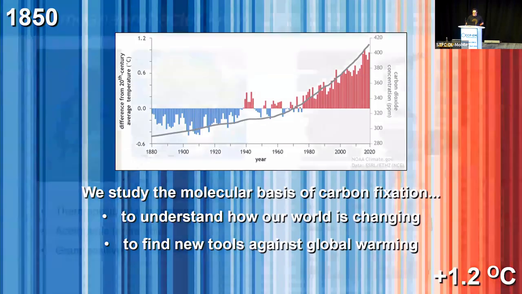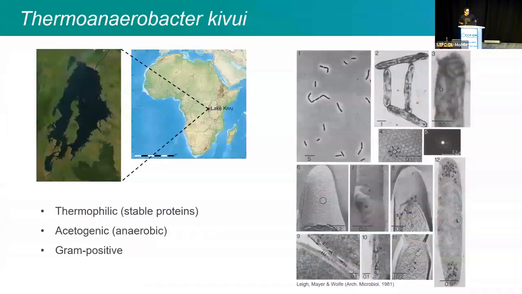And today we are going to be looking at this organism, T. kivui, which was originally isolated from the bottom of Lake Kivu in Central Africa. And this is an anaerobic organism. It's an acetogen, and it's thermophilic, so it has very stable proteins, which makes it an ideal organism for studying these things. And it's also a gram-positive bacterium with a very cool S layer.